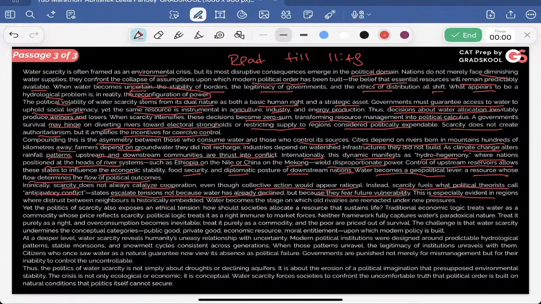This is especially valid in regions where distrust between neighbors is historically embedded. Water becomes the stage on which old rivalries are reenacted under new pressures. Yet the politics of scarcity also exposes an ethical tension. How should societies allocate a resource that sustains life? Traditional economic logic treats water as a commodity whose price reflects scarcity. Political logic treats it as a right immune to market forces. Neither framework fully captures water's paradoxical nature. What is paradoxical nature of water?